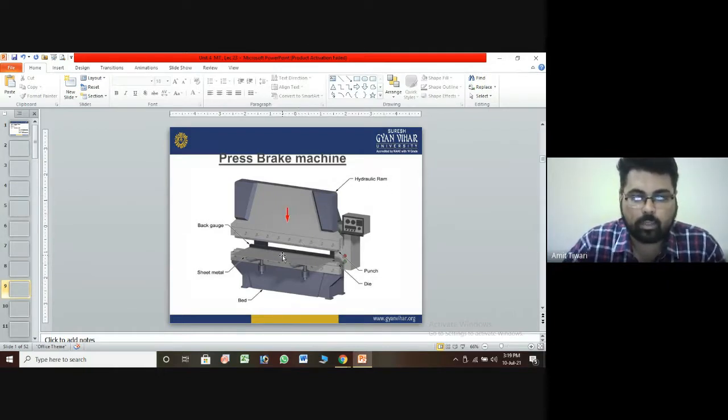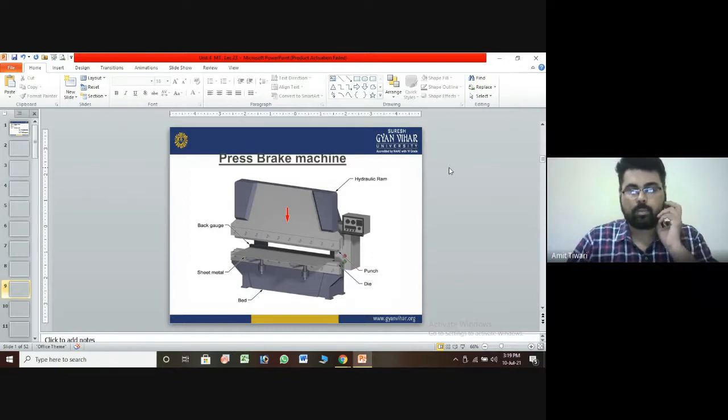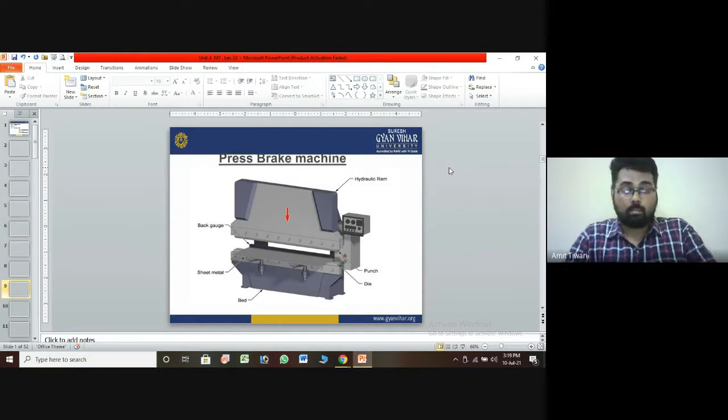You place the metal here, and with the help of the motor you start it. The hydraulic ram is operated by oil, and you press downward and hold for a few seconds, depending on the application and how much time is required to completely form the shape. After you remove the hydraulic ram and the force, you can find that the final finished product is ready, made with the help of this press brake machine.